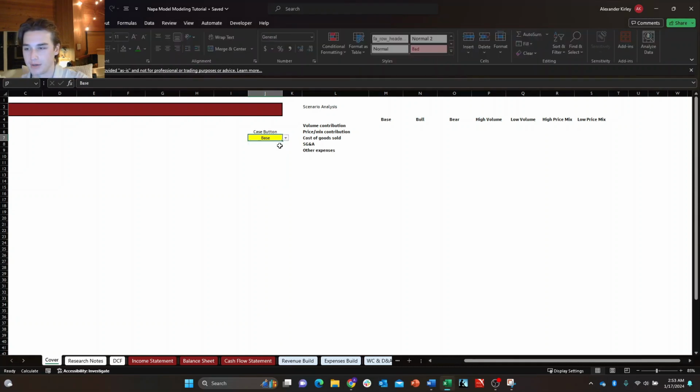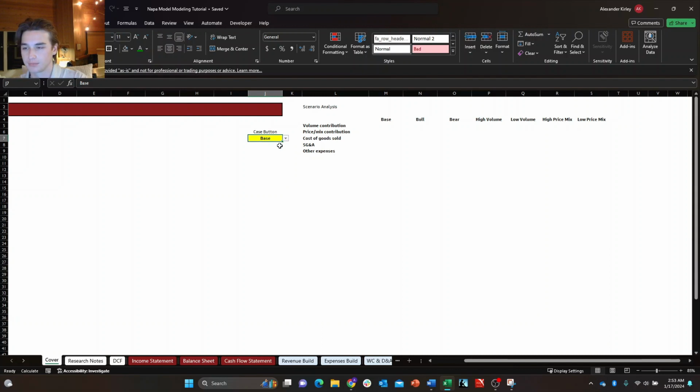So now I have an interactive button. Excellent. So there's my button, and this is referencing these. Now, what I want to do is fill out the possible outcomes. So for volume contribution, for base, this is all going to be base. Make sure there's no space there. So I'm literally just going to go base, bull, bear.